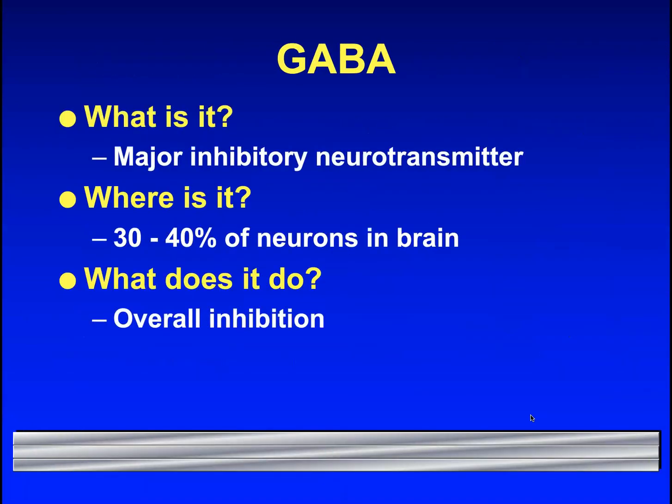GABA. This one's easier. Major inhibitory neurotransmitter in your brain. This is what it's involved with: sleep. It slows you down. It takes away anxiety. This one shuts things down more. And a lot of what your brain does is shut things down. We couldn't function if we had access to all the information that we're always exposed to. And so it's overall inhibition.